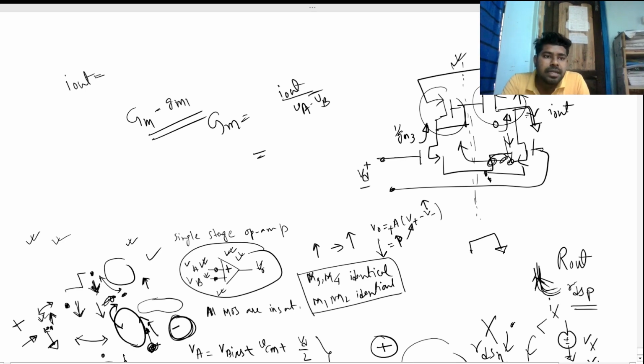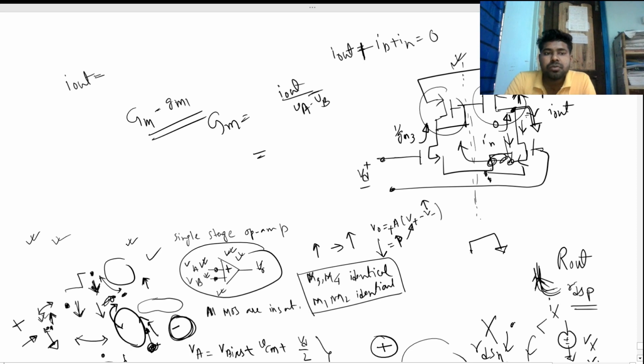I out will be nothing but, basically, if we apply KCL here, this current is, let's say this, and this current is outgoing. So all three are outgoing, right? So this will be plus, let's say IP, and let's say IN. So I out plus IP plus IN will be 0.